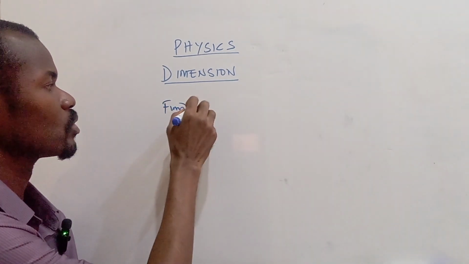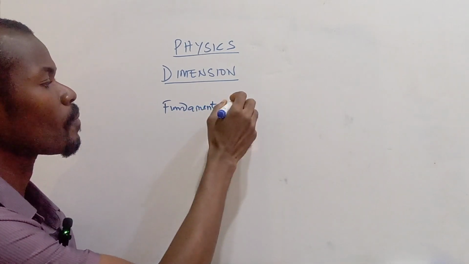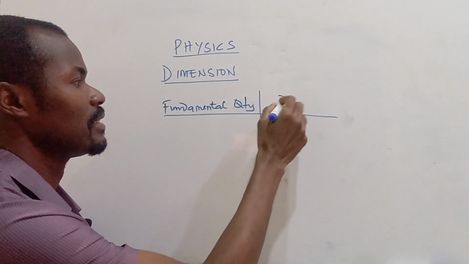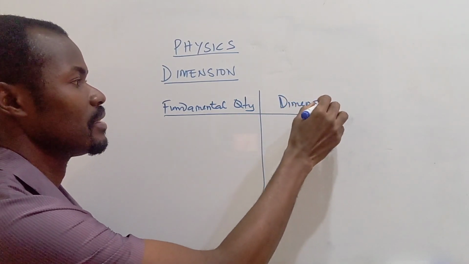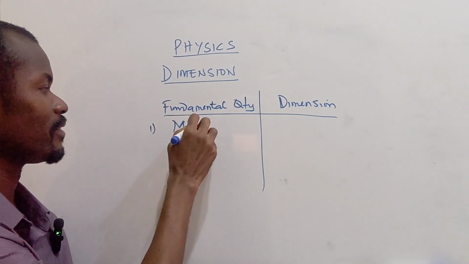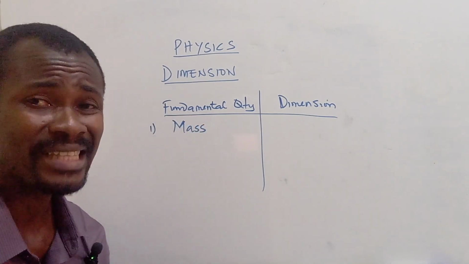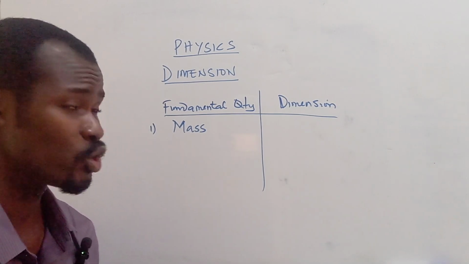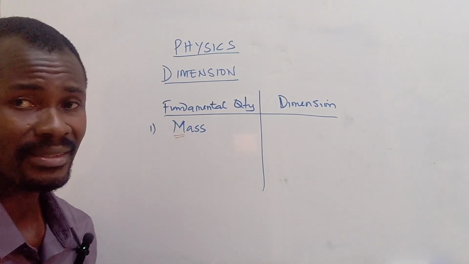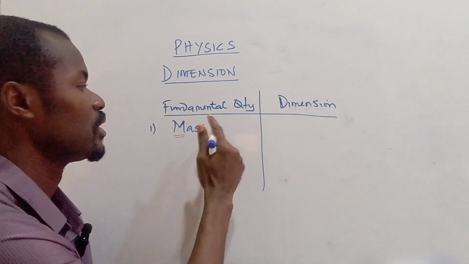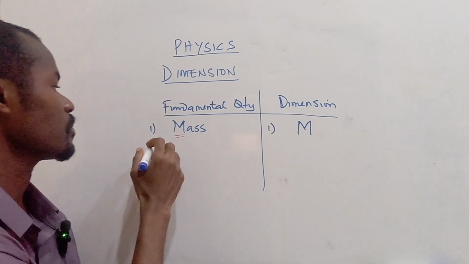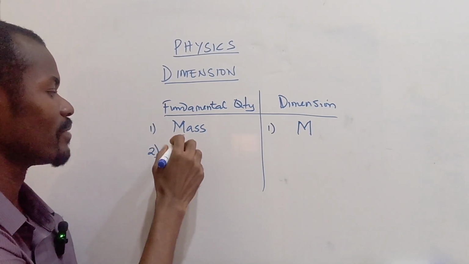Okay, and we have three fundamental quantities that we want to relate all physical quantities to, and we have their dimension. So the first one, any physical quantity we have is mass. Any physical quantity that its units is related to mass, then we use the dimension as capital letter M.